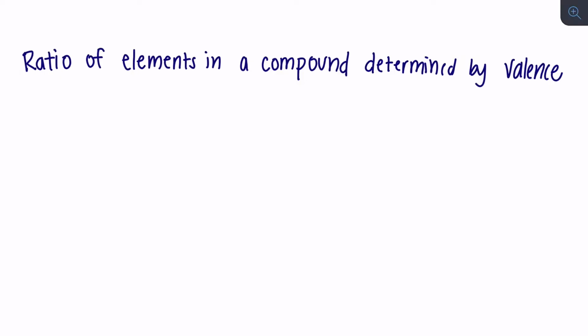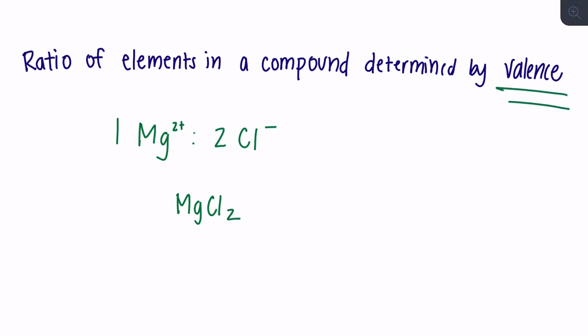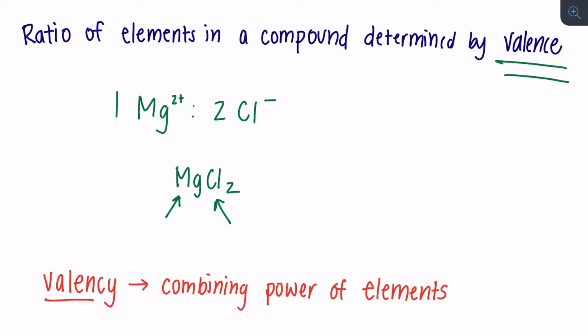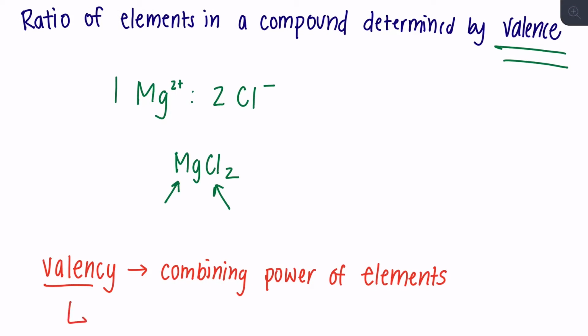So as I just showed you, magnesium combines with chlorine in a 1-to-2 ratio, meaning that for every 1 magnesium, there needs to be 2 chloride ions. The ratio of elements in a compound, so this is our compound magnesium chloride, is determined by the valence of those bonding elements. So the valence of magnesium and the valence of chlorine determines the ratio that they are bound together. Valency is the combining power of the elements. It determines the number of bonds that an element can make to another one.